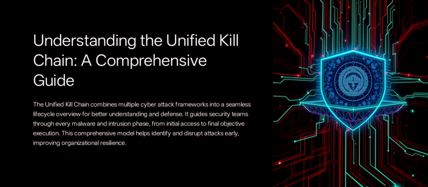The 3 acts of a cyber attack. Think of the Unified Kill Chain as a 3-act play. Act 1, the setup, initial foothold. The attacker is still outside the gates, but they're planning, probing, and preparing.